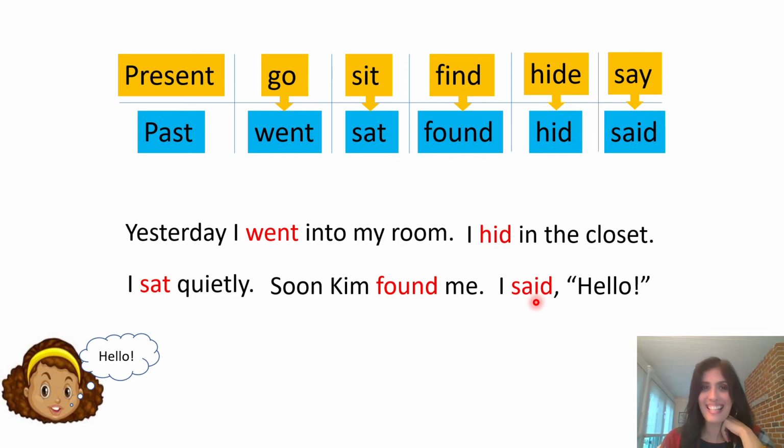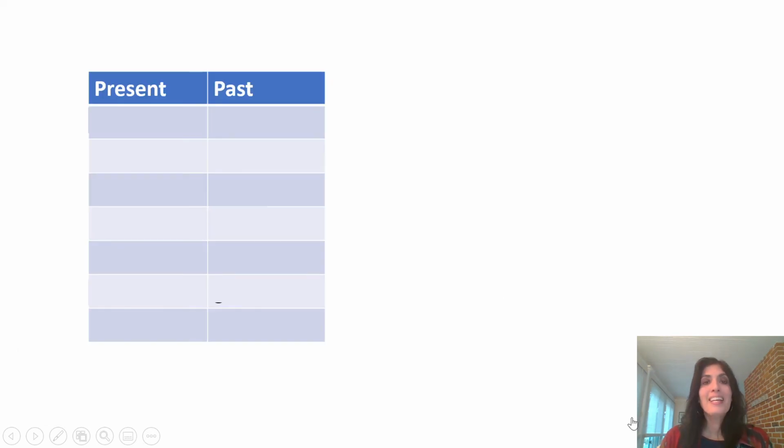There she is, saying hello. Let's read the story now. Read it with me. Yesterday, I went into my room. I hid in the closet. I sat quietly. Soon, Kim found me. I said hello. Yes, this story makes sense. It's happening in the past, so my verbs need it to happen in the past also. These are some examples of some irregular verbs. Really nice work.